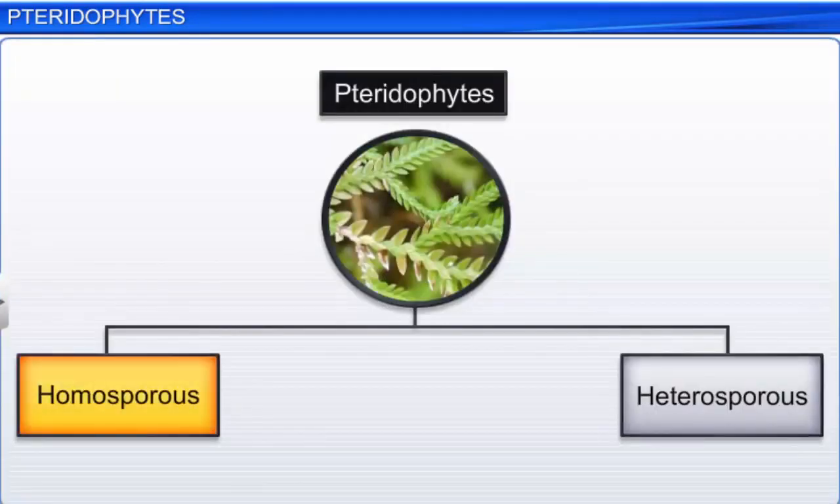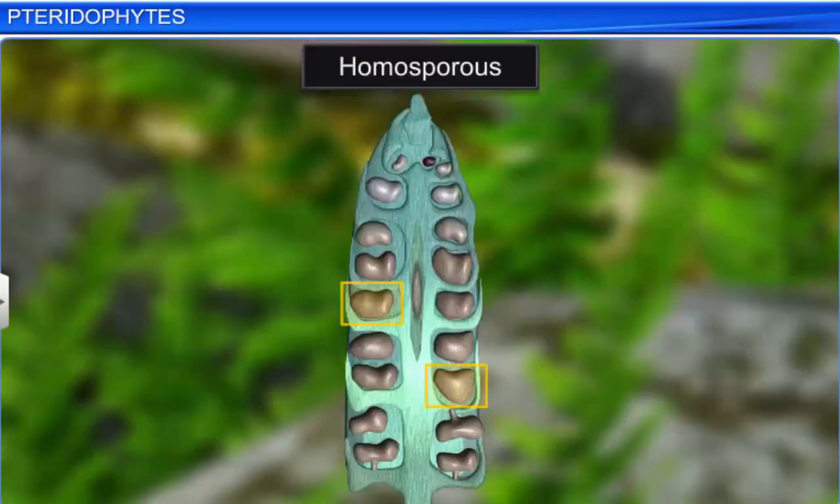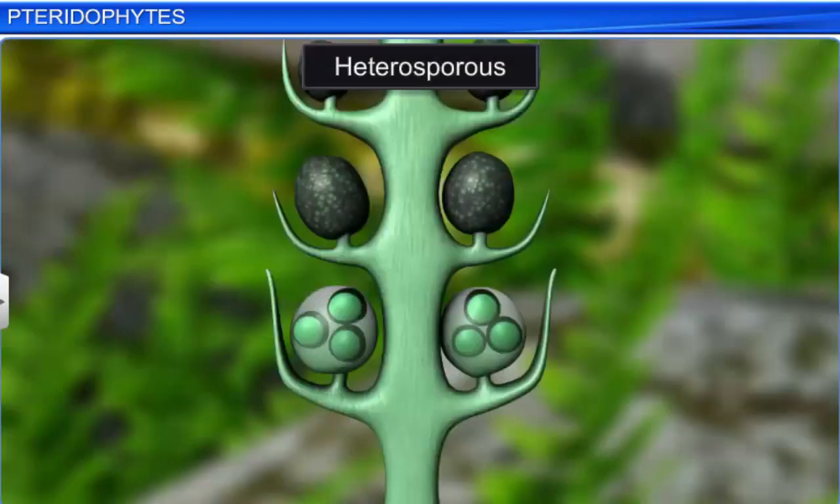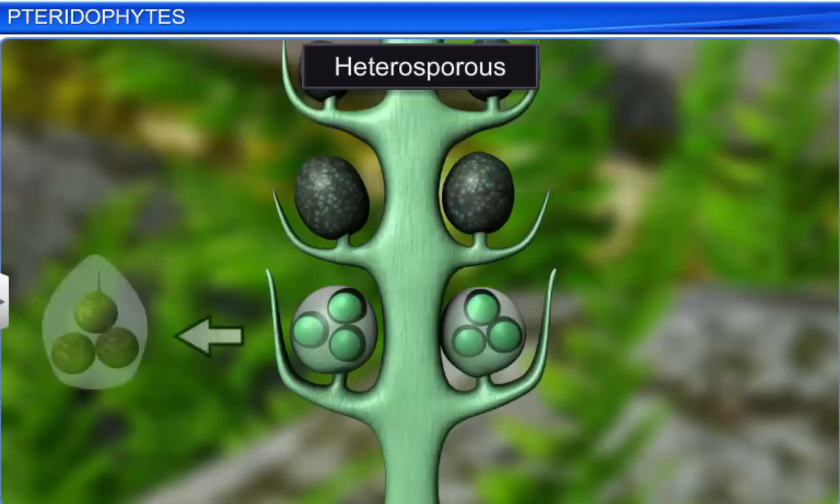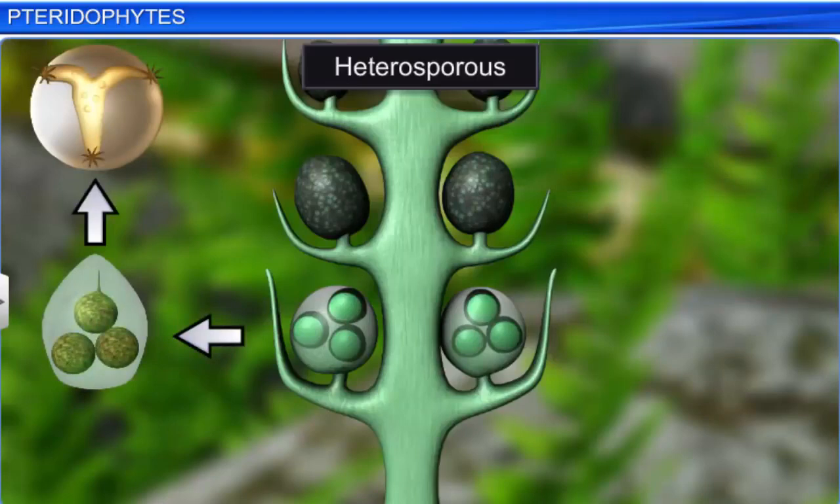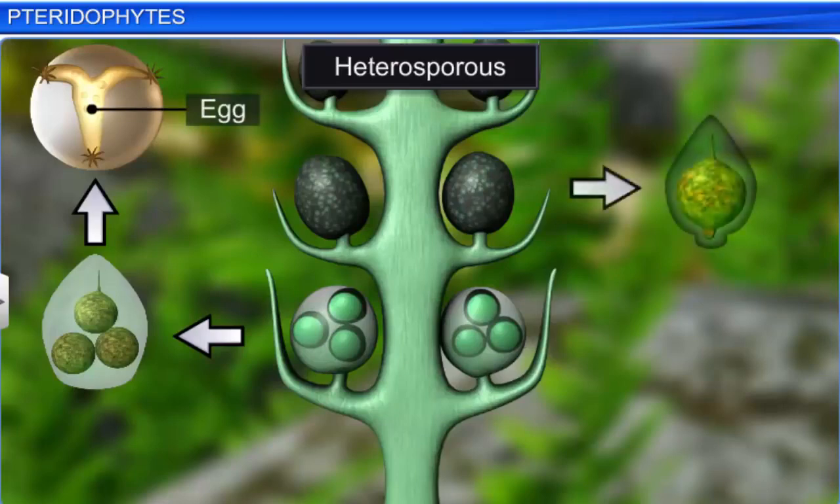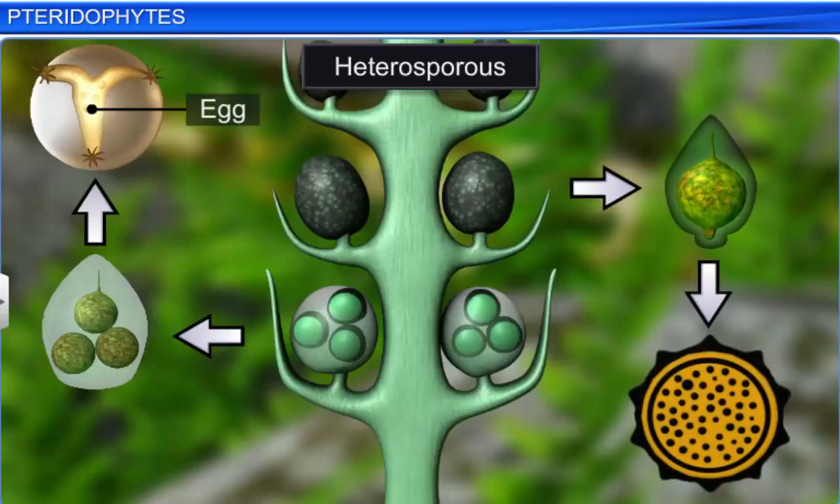Pteridophytes can be homosporous or heterosporous. Homosporous pteridophytes produce spores of similar kind, while heterosporous pteridophytes produce two different types of spores, large or megaspores and small or microspores. Megaspores germinate into female gametophytes, which produce eggs, while microspores germinate into male gametophytes, which produce antherozoids.